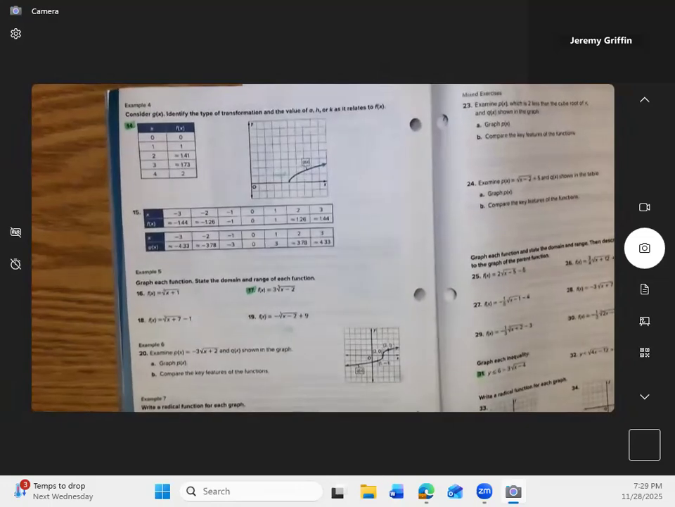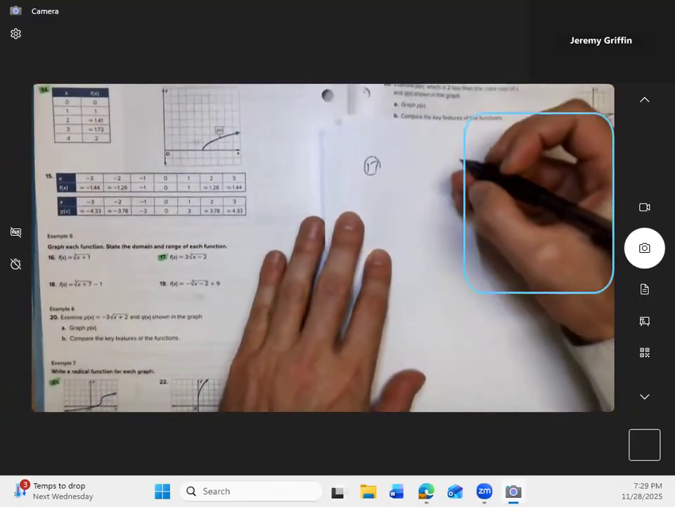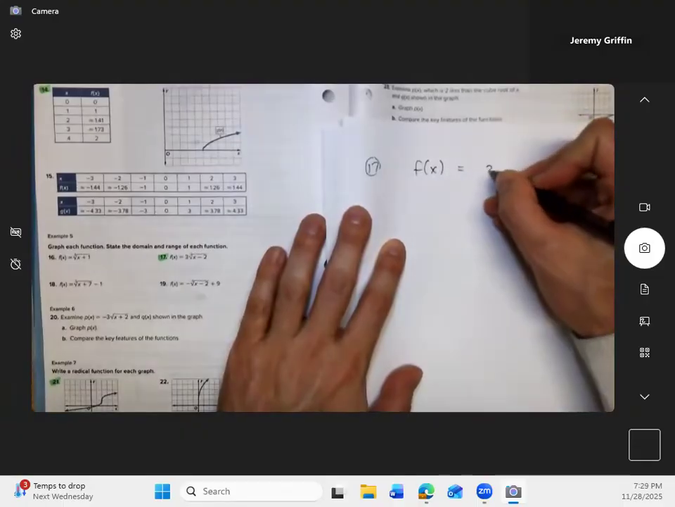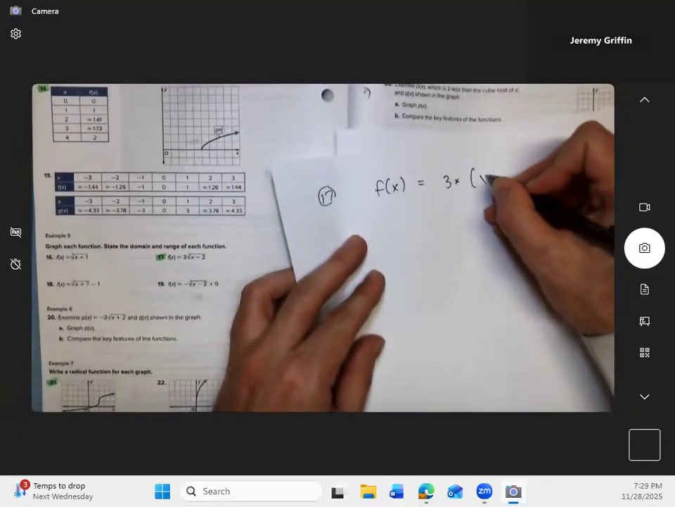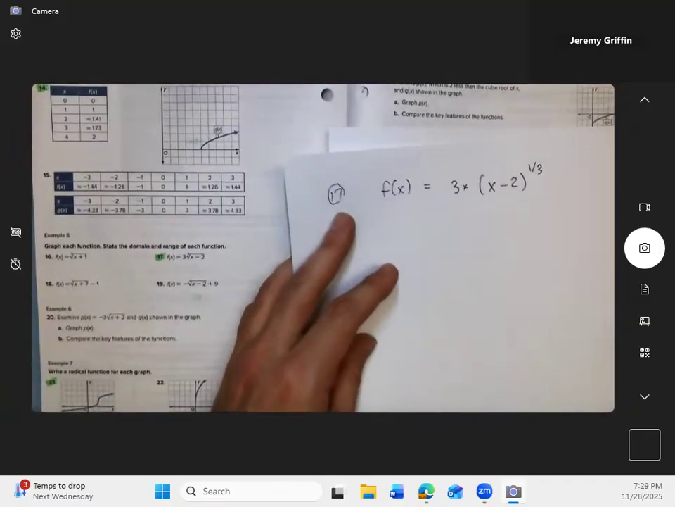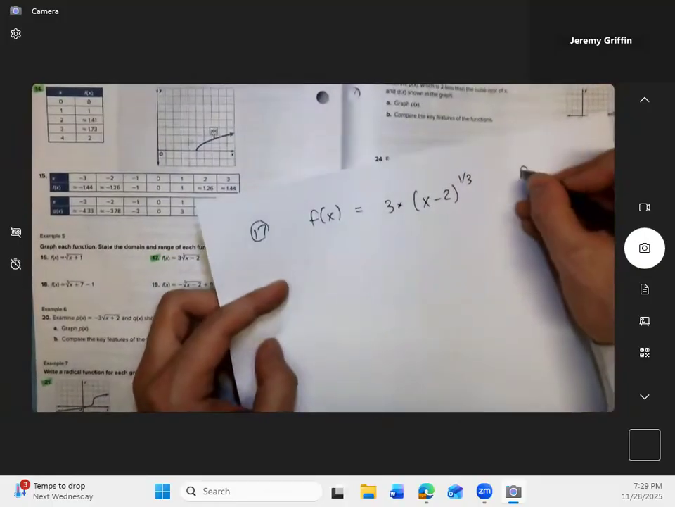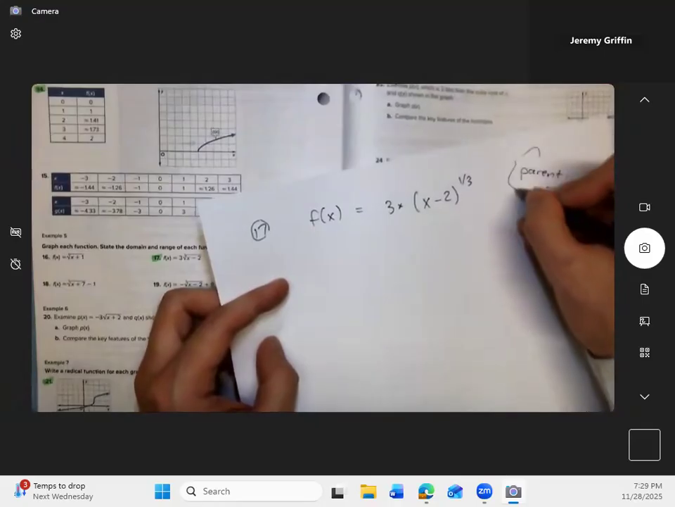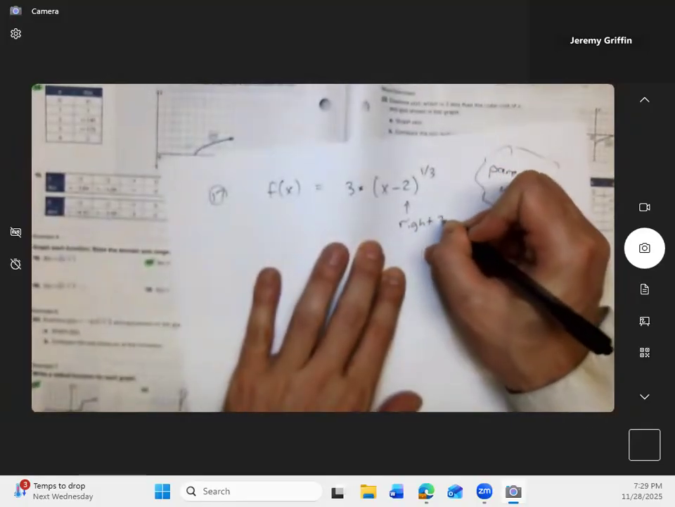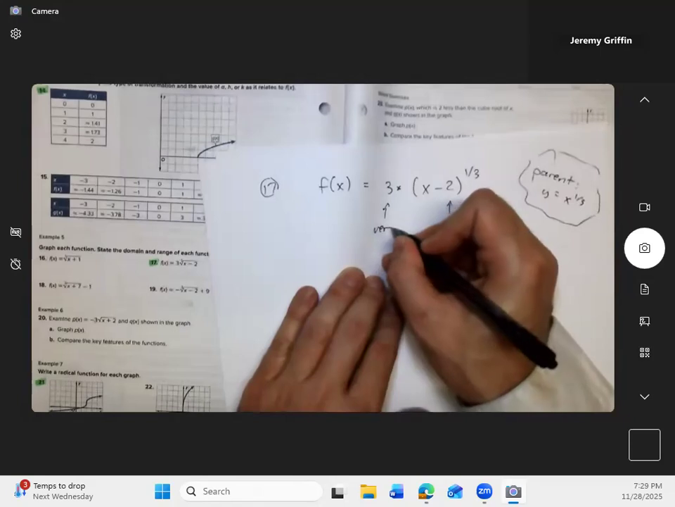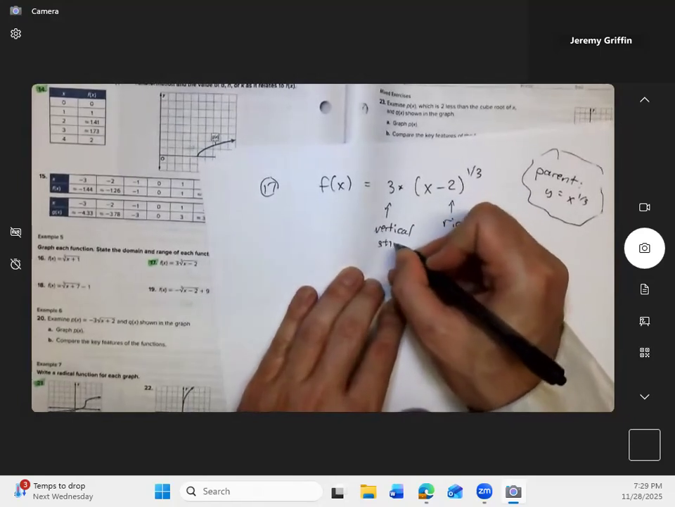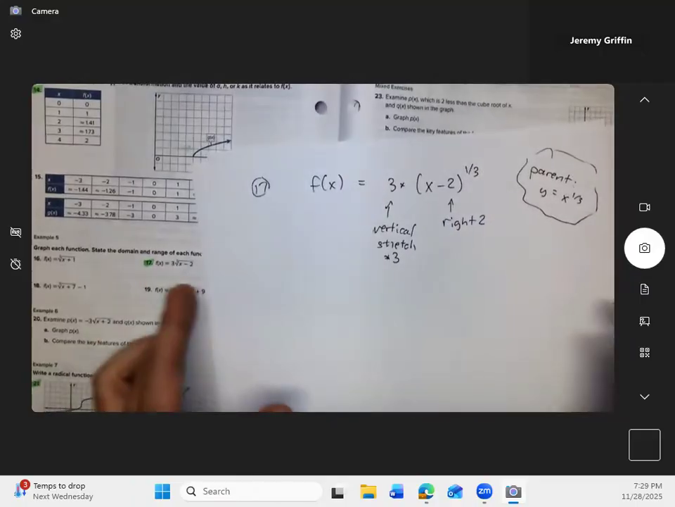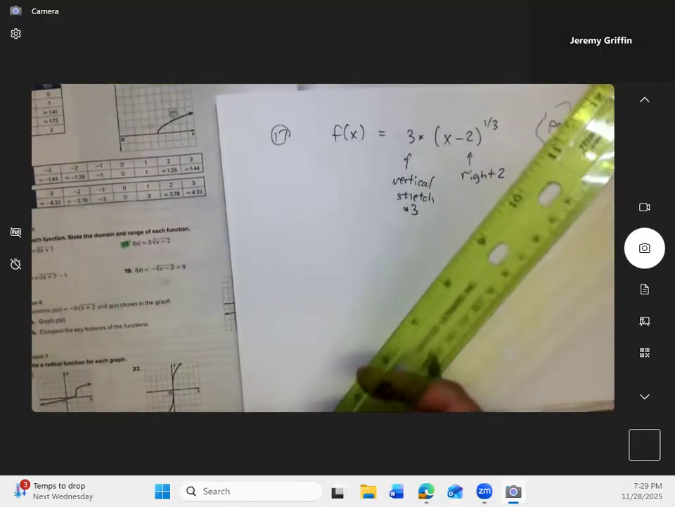Number 17. Graph each function, state the domain and range. Okay, now we're doing cube roots. So we got f of x is 3 times the cube root of x minus 2. So I'll write x minus 2, and then power 1/3, that would be a cube root. Okay, if the parent is y equals x to the 1/3, then relative to that parent function, this will go to the right 2, and then vertical stretch factor of 3. And yeah, I think that's the whole thing.